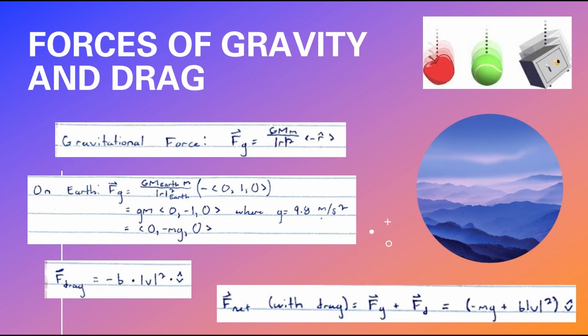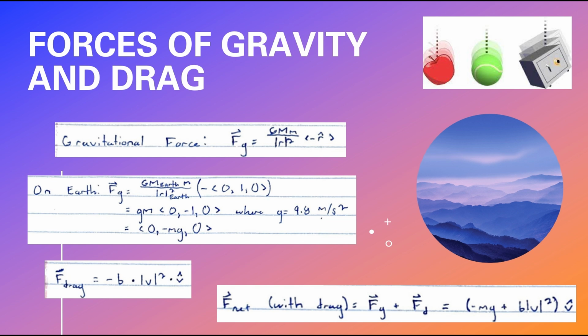So some new concepts for this lab report are the forces of gravity and drag. Lab Report 1 dealt with horizontal movement, and this one deals with vertical movement. So there are some new forces there. So gravitational force generally is equal to gravitational constant multiplied by the mass of a system and the mass of the object exerting gravity over the system. And that's over the magnitude of their distance squared multiplied by the unit vector for the distance between them.